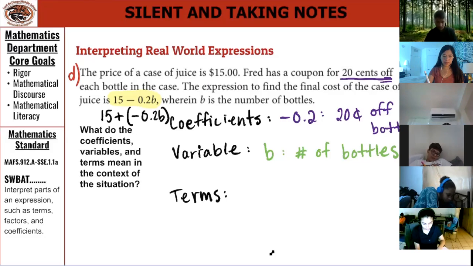How many terms do we have? 2. 15, and 0.2. Good. 15, and then negative 0.2b. That whole thing is a term. Because remember, terms are separated by addition.